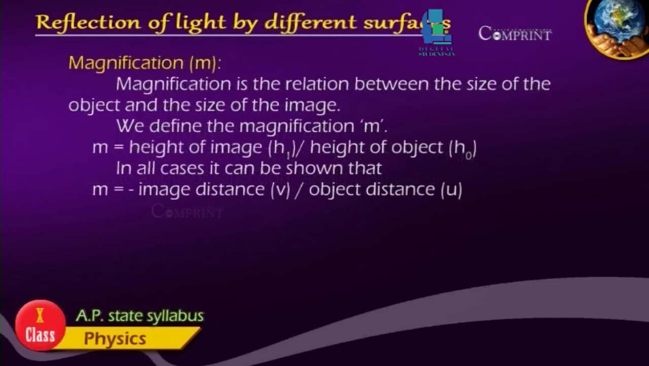Magnification. Magnification is the relation between the size of the object and the size of the image. We define the magnification m. m is equal to the height of the image h1 divided by the height of the object ho. In all cases, it can be shown that m is equal to minus the image distance v divided by the object distance u.